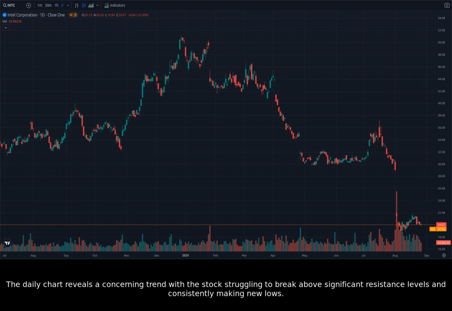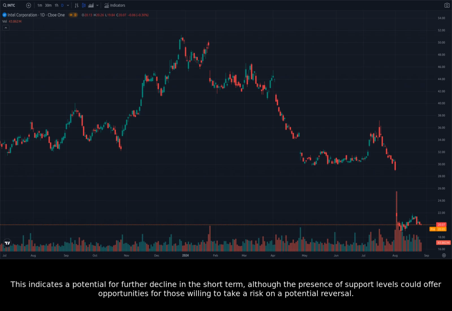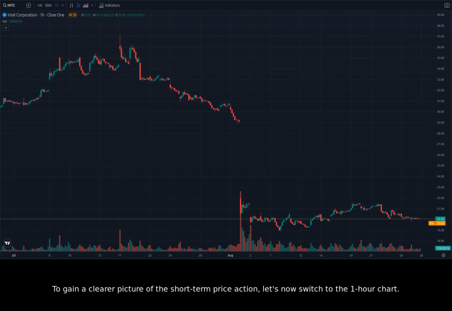The daily chart reveals a concerning trend with the stock struggling to break above significant resistance levels and consistently making new lows. This indicates a potential for further decline in the short term, although the presence of support levels could offer opportunities for those willing to take a risk on a potential reversal. To gain a clearer picture of the short-term price action, let's now switch to the 1-hour chart.